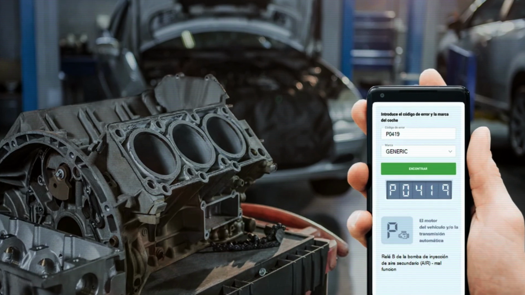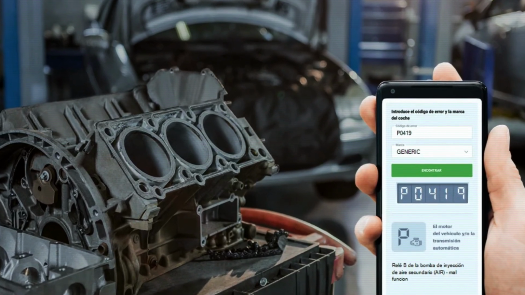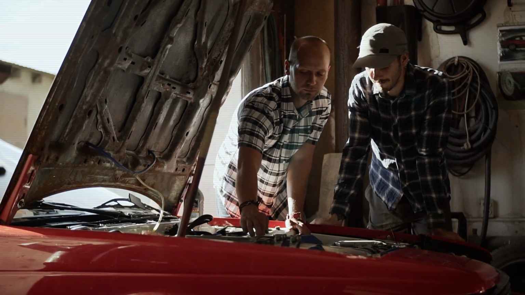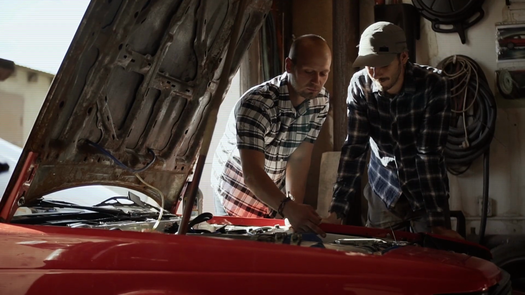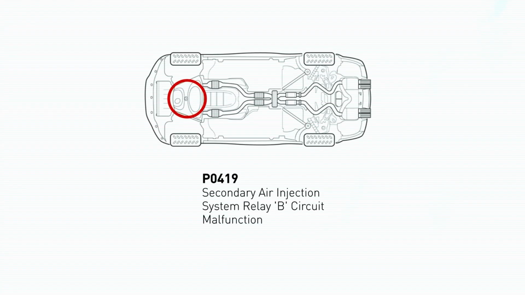If you are getting a P0419 error code, this video is going to show you two practical solutions to fix the error code at home. Use the OBD2 scanner to scan your vehicle and see the error code P0419. It indicates that the ECU has detected the flow from the secondary air injection system to be out of specification.